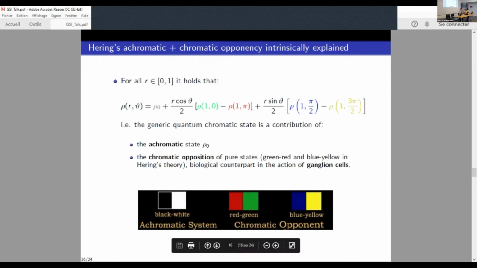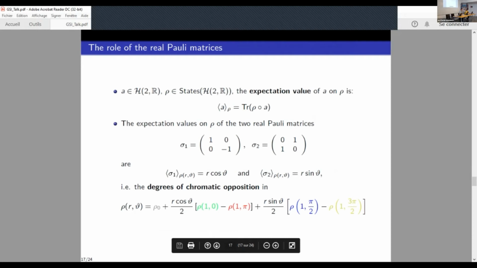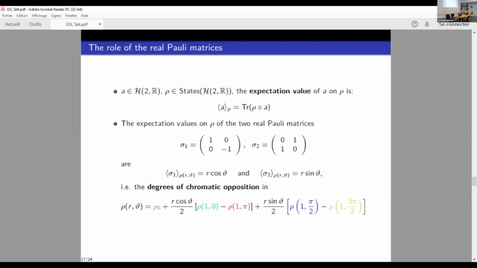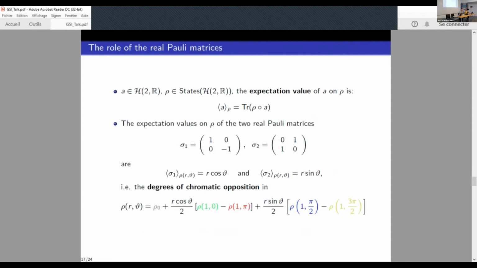represented here. The role of real Pauli matrices. Our theory is a real quantum-like theory. So we don't have the third Pauli matrix with complex entries. We just have two real Pauli matrices. And when we compute the expectation value of Pauli matrices on a given state, we obtain these two values here, which are nothing but 2 times the degree of chromatic opposition. So Pauli matrices carry a very important information, that is, they measure chromatic opponency.